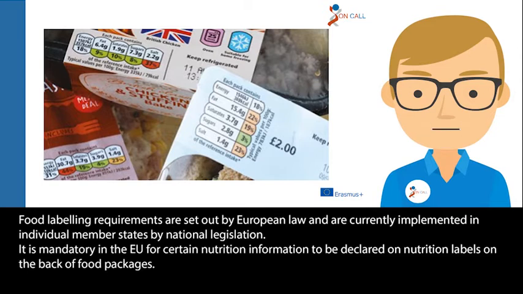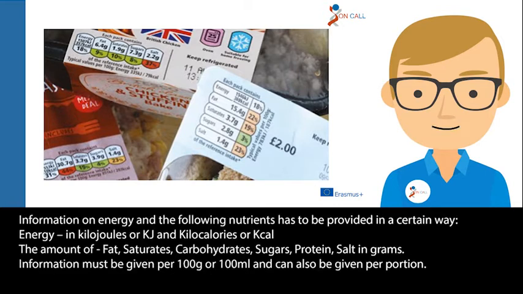Food labelling requirements are set out by European law and are currently implemented in individual member states by national legislation. It is mandatory in the EU for certain nutrition information to be declared on nutrition labels on the back of food packages. Information on energy and the following nutrients has to be provided in a certain way.